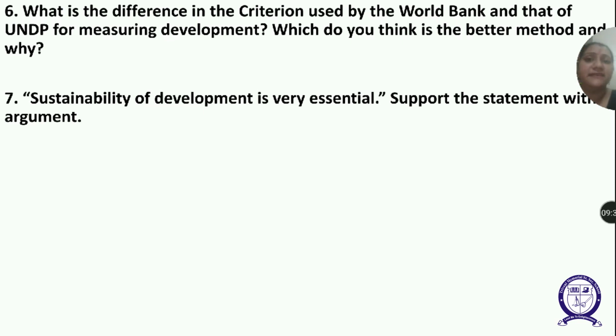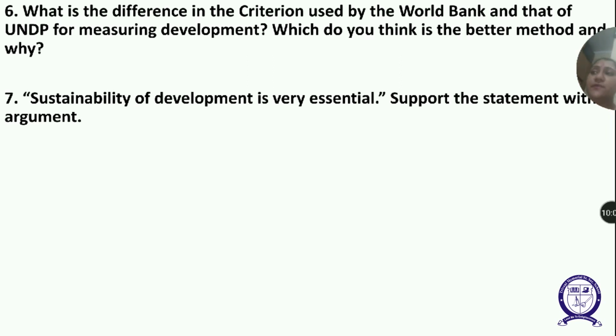The criterion used by UNDP is more advanced than the per capita income criterion, because per capita income does not tell us how this income is distributed among the masses. It hides disparities among people. So the UNDP criterion is better than the World Bank criterion. Now, our last question is, sustainability of development is very essential. Support the statement with argument.